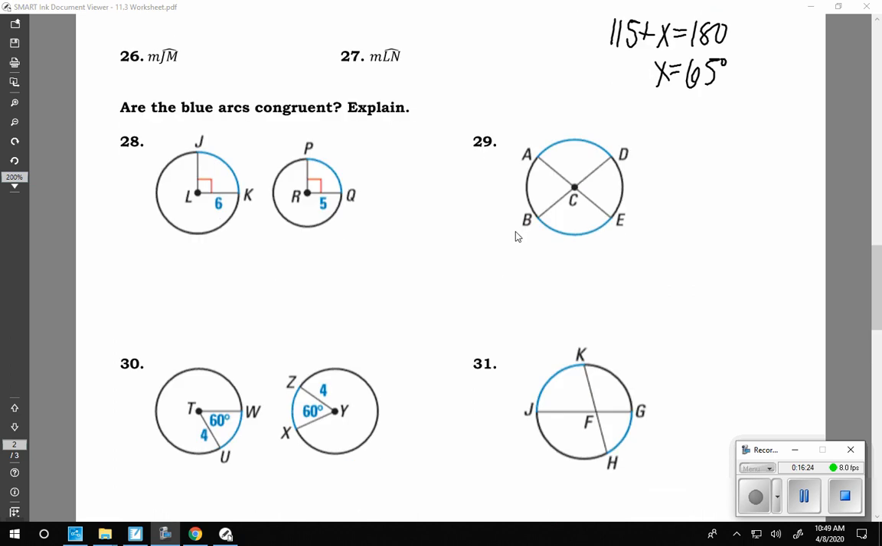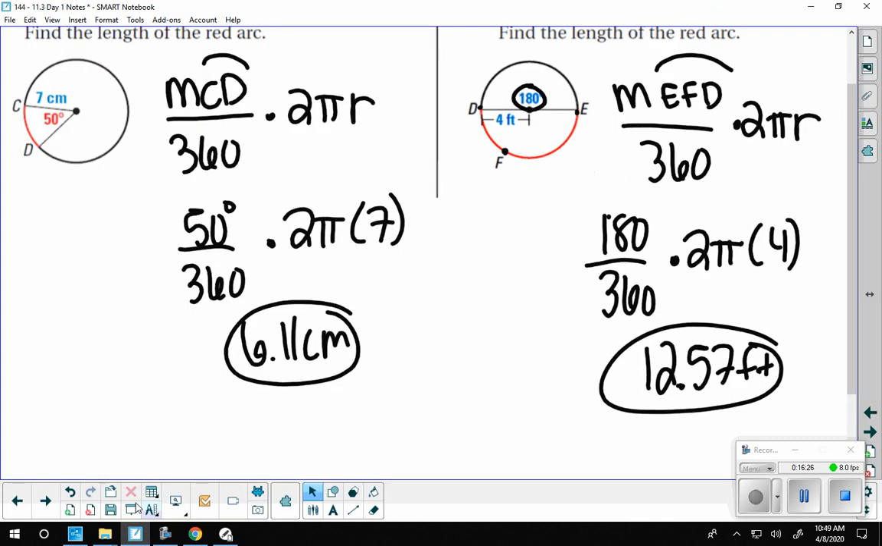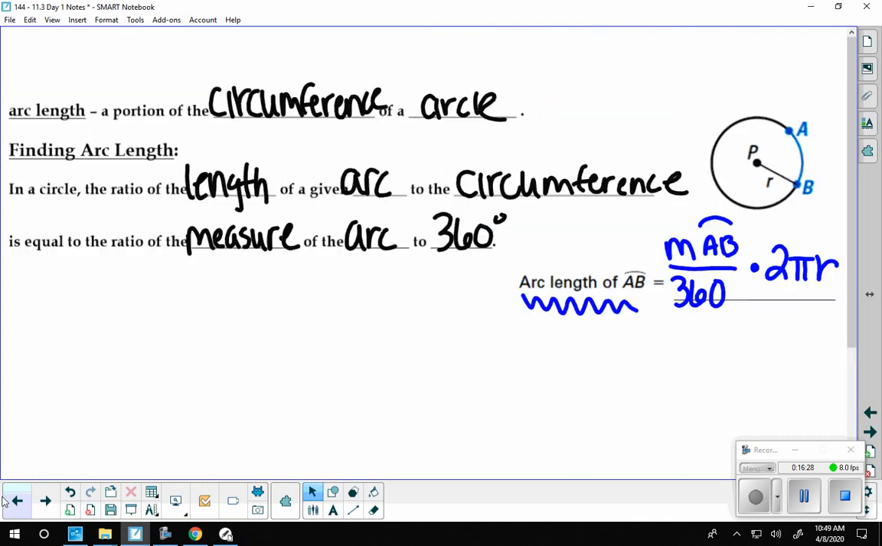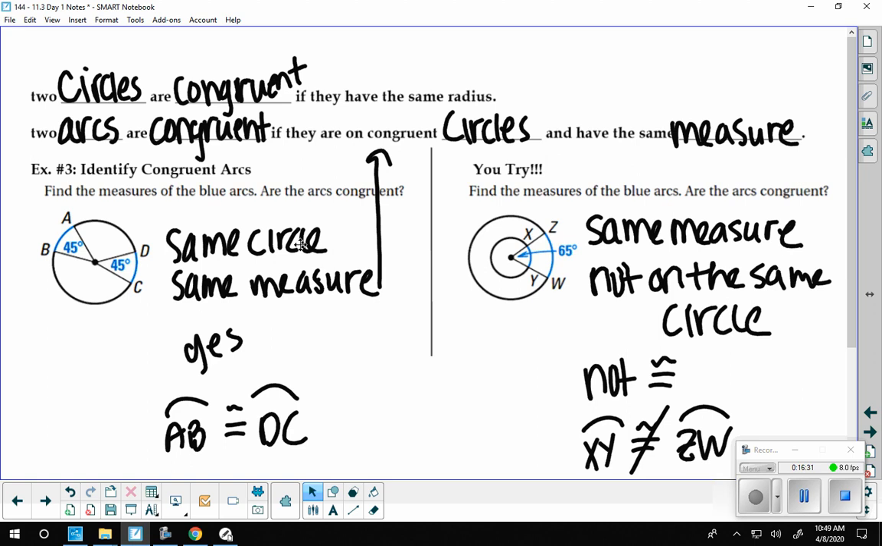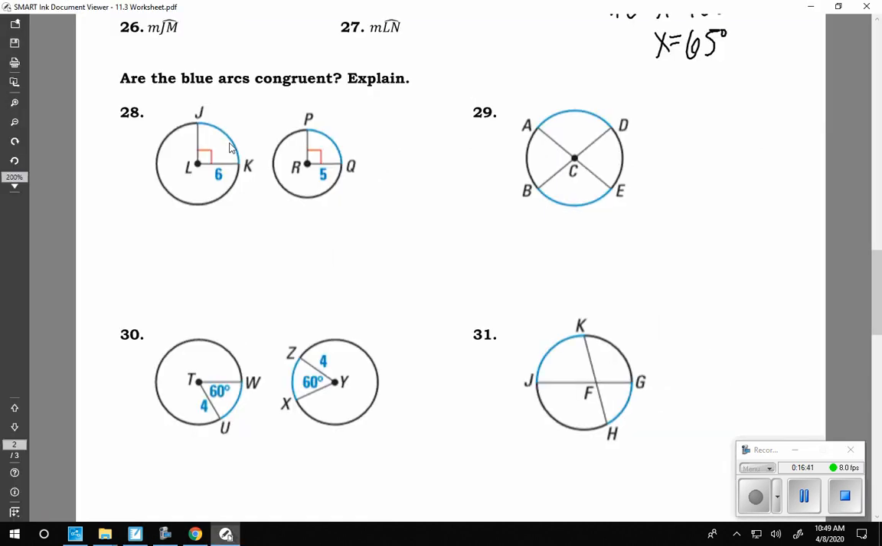Are the blue arcs congruent? I'm going to go back to our notes. This is where you want to check two things. Are they on the same circle and do they have the same measure? If yes, then they're congruent. If no, not on the same circle, then no, they're not congruent. So for example, these are not on the same circle and the radii are different, right? 5 and 6. So the circles are not the same. So this is no.